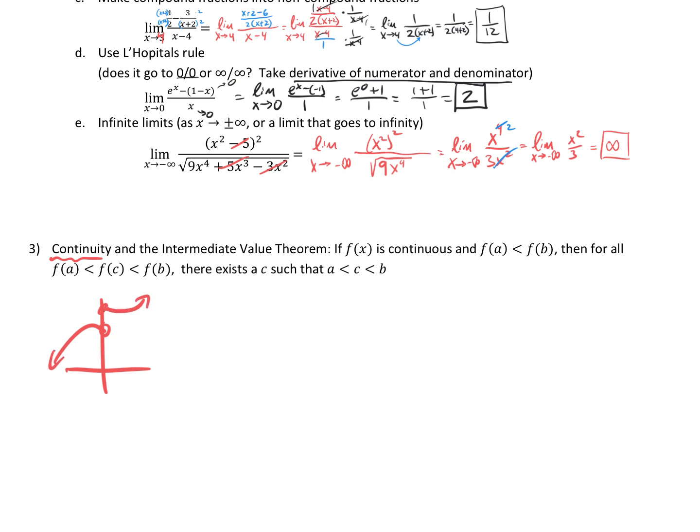Okay, now what the intermediate value theorem says is this. If we do have a continuous function, and we know that at A, we have some value f of A, and at B, we have some value f of B.